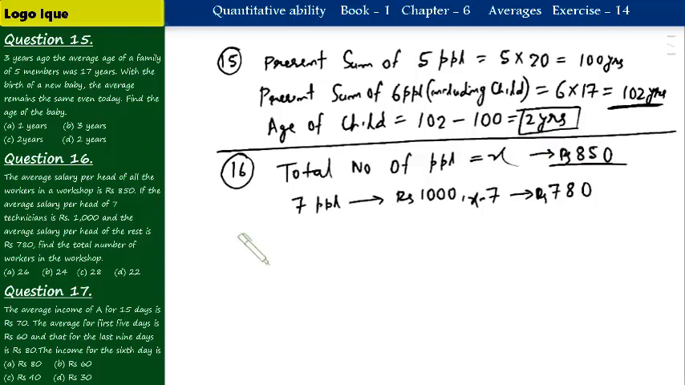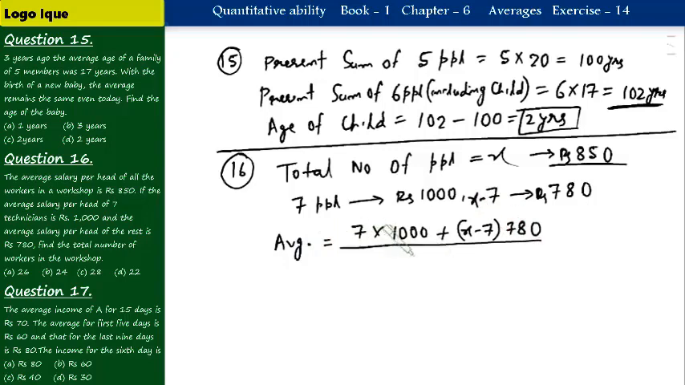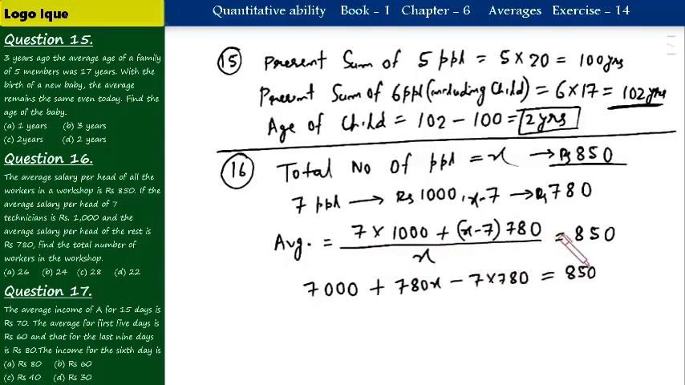Okay, so we can use a simple process of calculation. How do you calculate average? Overall average is 7 into 1000, the total salary of 7 people, plus X minus 7 into 780, the total salary of the remaining people, divided by total people X, and the average given is 850. So if you cross multiply, you will get 7000 plus 780X minus 7 into 780 is equal to 850X.